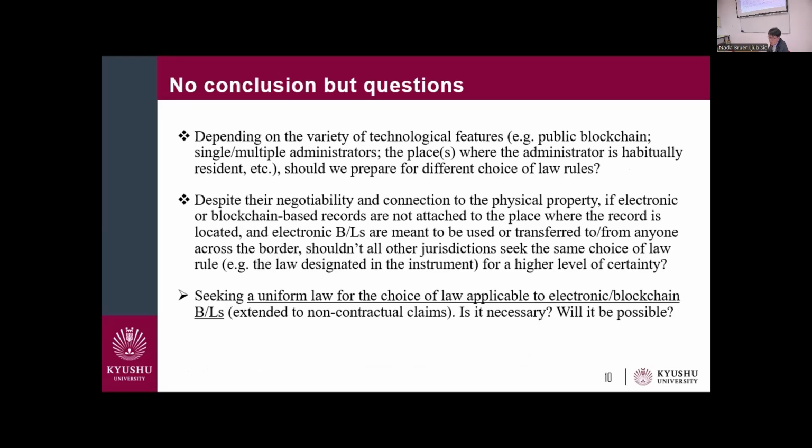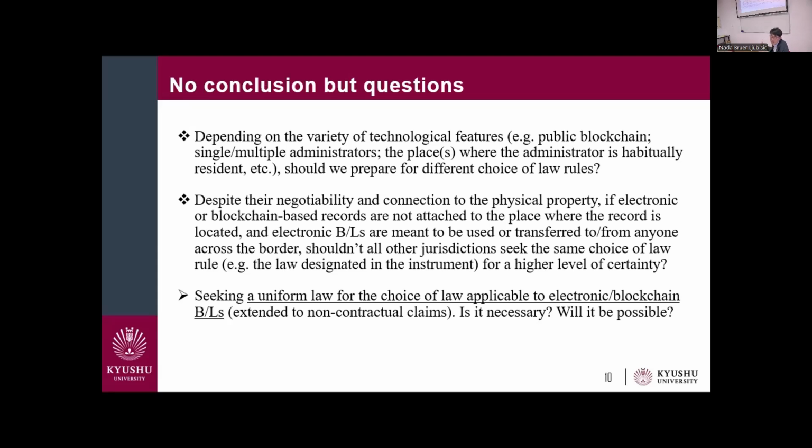So I'm talking about the difficulties and the discussion on the choice of law rule for the blockchain bill of lading. Considering the stage of my research, which is very early, there's no conclusion. There are a lot of questions that remain.